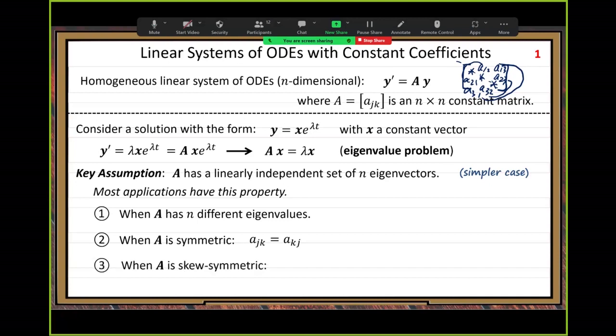Case number 3: A is skew symmetric. Some people also call it anti-symmetric. So it is not exactly symmetric, but you take a negative sign.